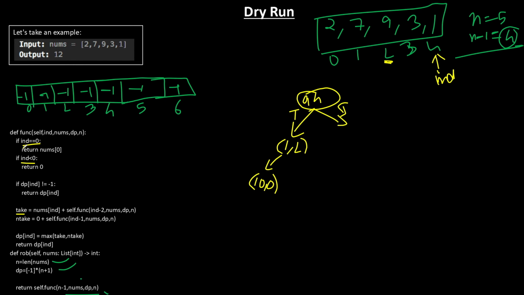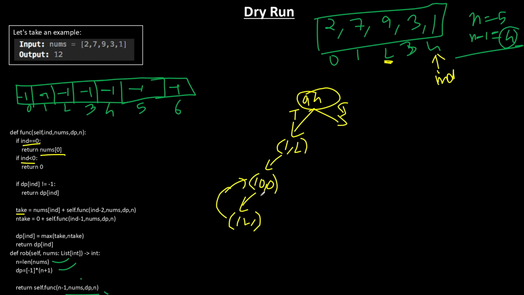Again we go back and check. Right now our index is equal to 0, because from here we came to here. So this returns nums of 0, which is 2. So the sum becomes 2. I'm just writing it as a shortcut here. And we just return it from here.